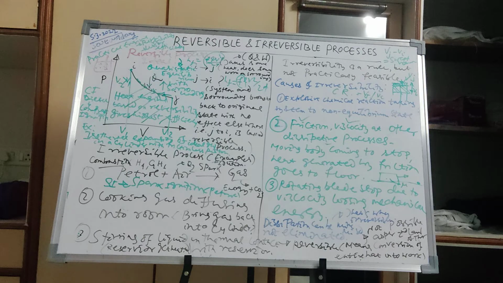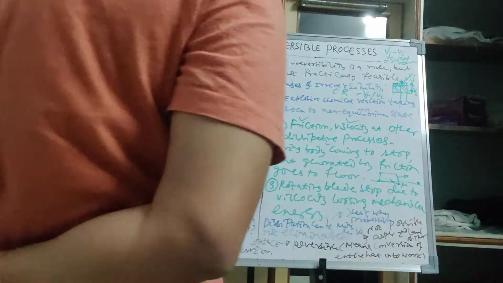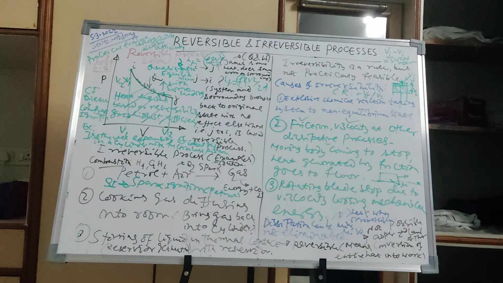Similarly, a rotating blade stops due to viscosity, losing mechanical energy. When a blade is rotating inside a liquid, it can stop because of viscosity, because of friction. Like a wind turbine rotating because of friction with the wind, slowly it will stop. Similarly, if a hydro turbine is rotating inside liquid, because of the viscous friction it will stop on its own, like a car stopping due to solid friction.